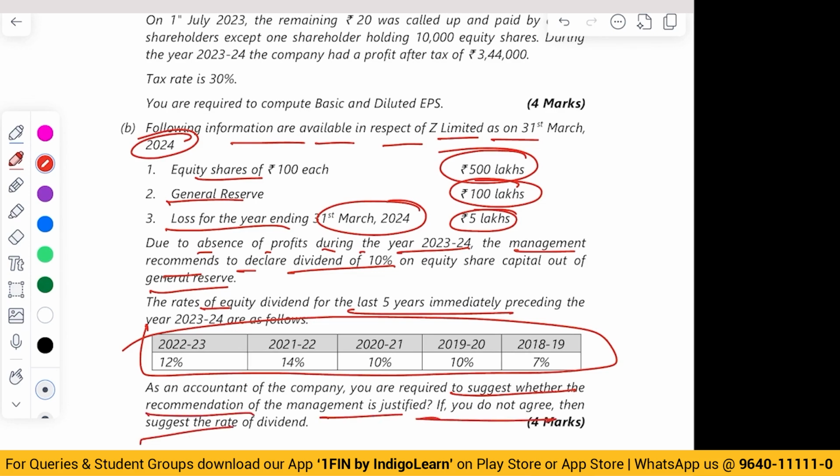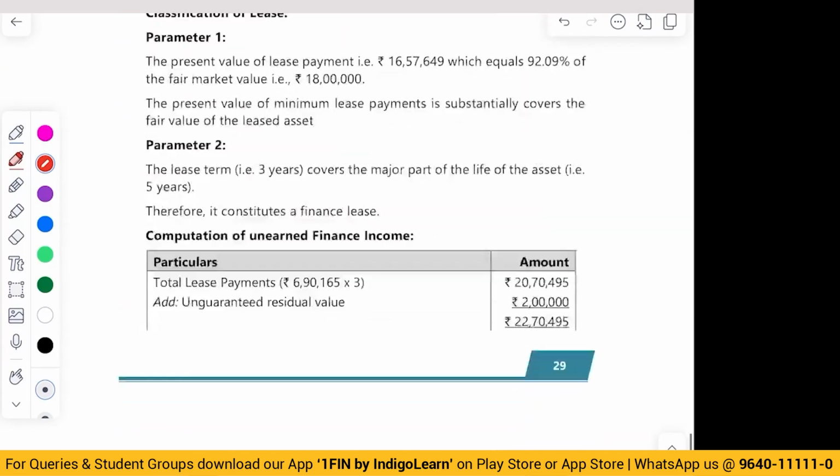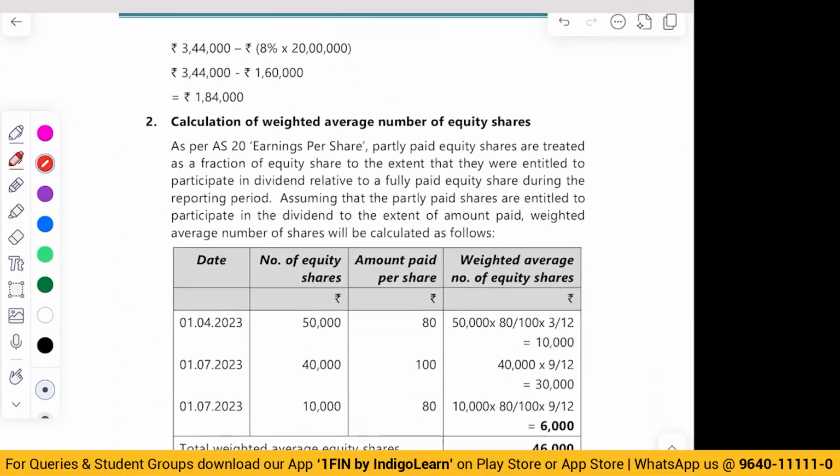Okay. Now, the first condition for dividend is the average. Average of how many years? 3 years.